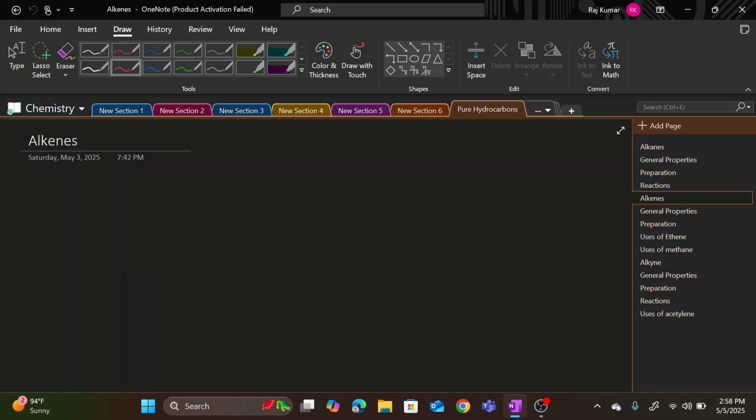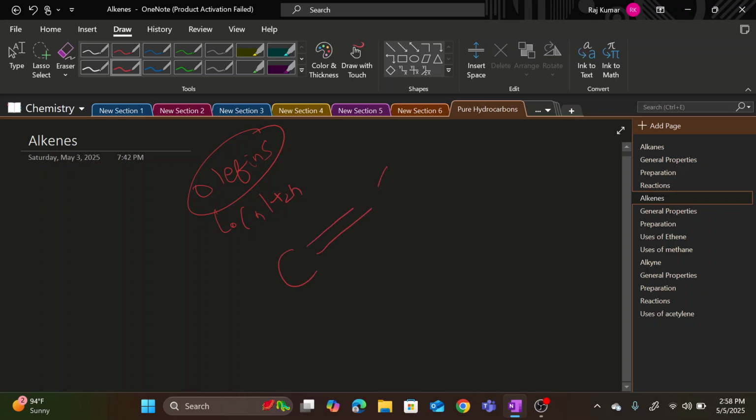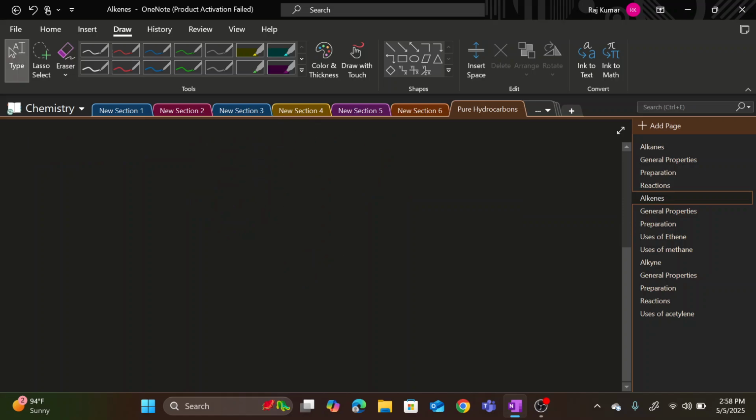Alkenes are again pretty simple. Alkenes are also known as olefins because they are oil producing substances, and they have the formula CnH2n, and they have a double bond, such that one bond is a sigma bond and the other bond is a pi bond. If we talk about their structure, they have sp2 hybridized orbitals, which make a trigonal planar shape.